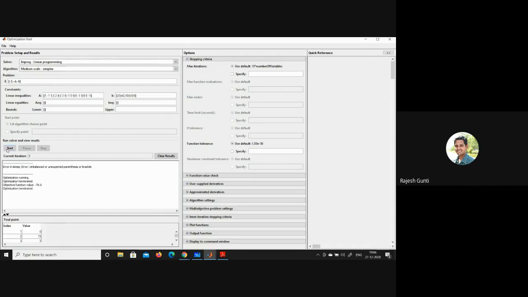Start. Okay. Here I put the double bracket. So minus 78, 0, 15, 3. Okay. Like this, we can solve LPP.